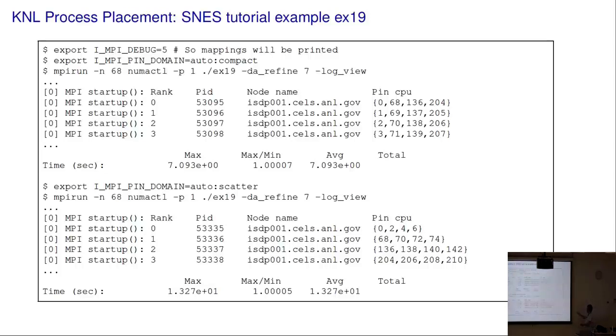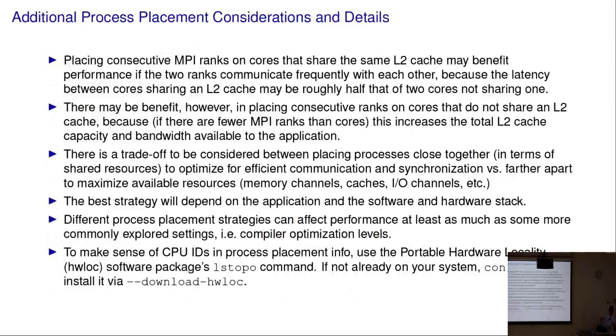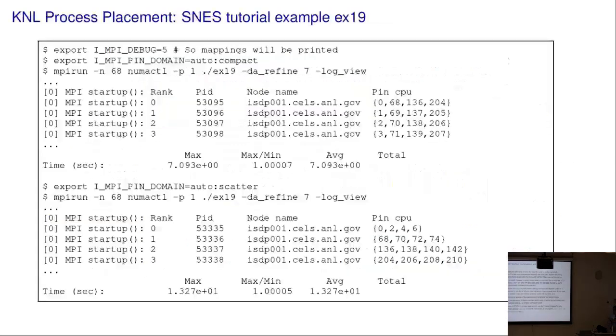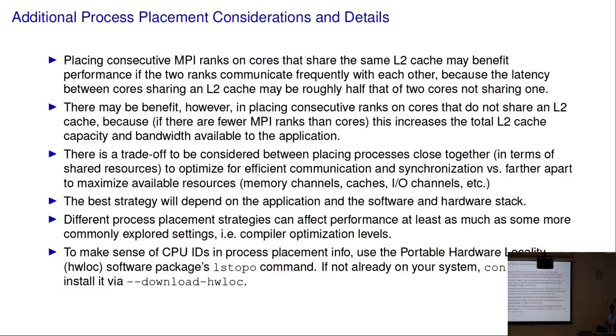And we're not doing any real weird mapping. We're just using one of the mappings that Intel says, hey, you should just try this mapping. So we try that, and you get very bad performance. Placing consecutive MPI ranks on cores that share the same L2 cache, in this case, is what we want. It benefits performance because the 2 ranks communicate frequently with each other, and the latency between cores sharing an L2 cache is a lot lower than if they're not sharing one.